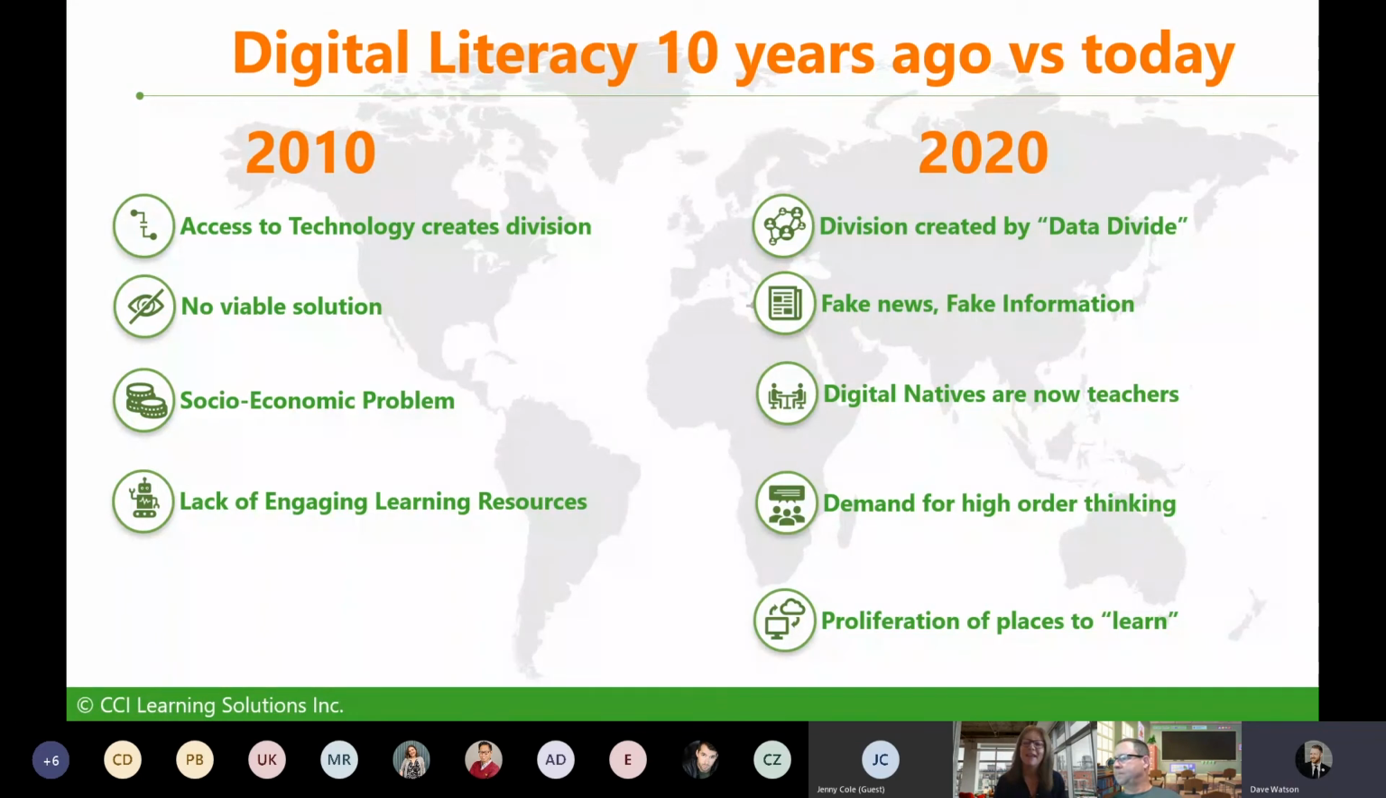Keeping in mind that in 2020, the digital natives are now the teachers, and as such are applying innovative and new ways of learning and integrating information. The demand for high order thinking is super important because it's not just about learning how to use the various and multiple technologies around the world, but it's why and when to use them that is equally, if not more important. And of course, the proliferation of places to learn.